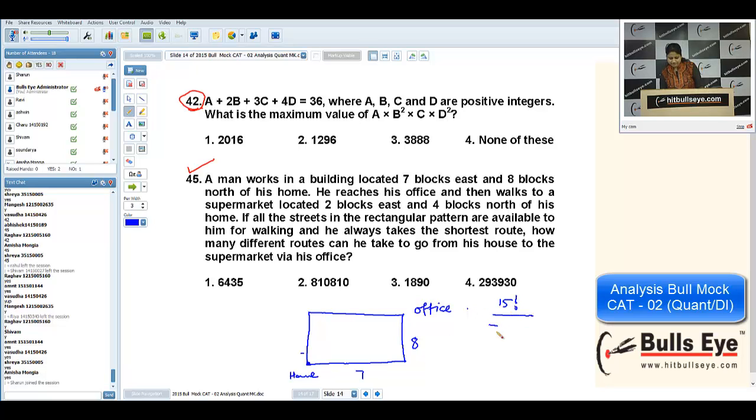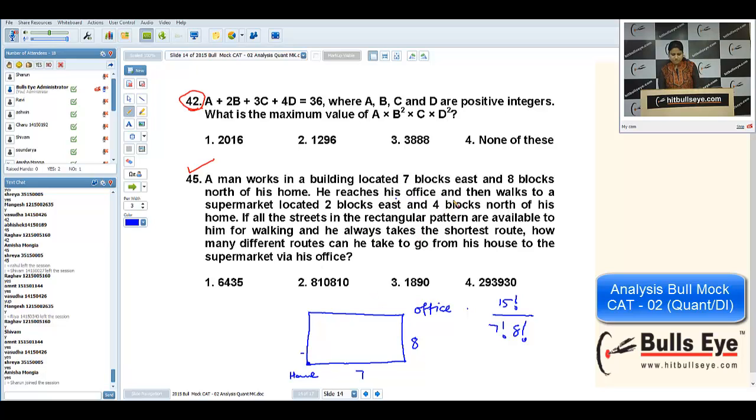15 factorial by 7 factorial, 8 factorial. Now I'm not doing the drawing part. I think you are getting this. From home to office, these many ways are possible.